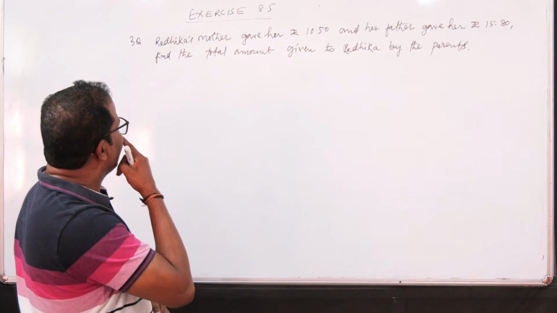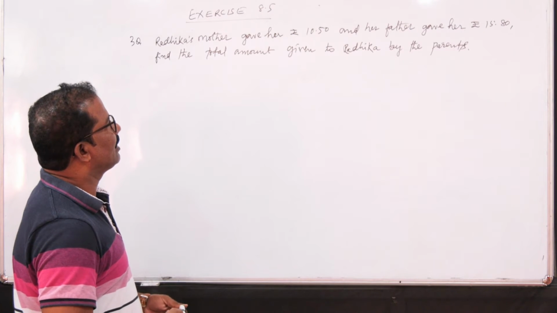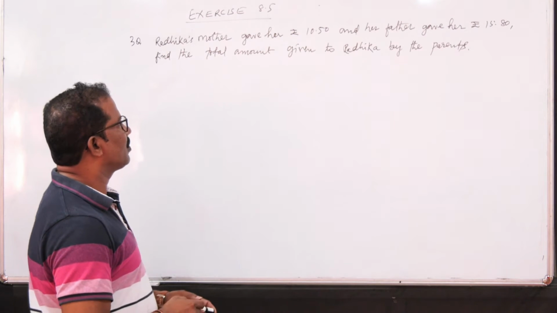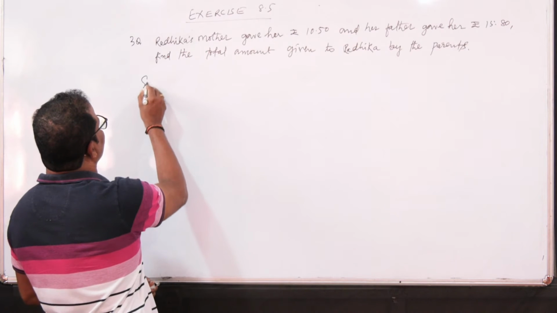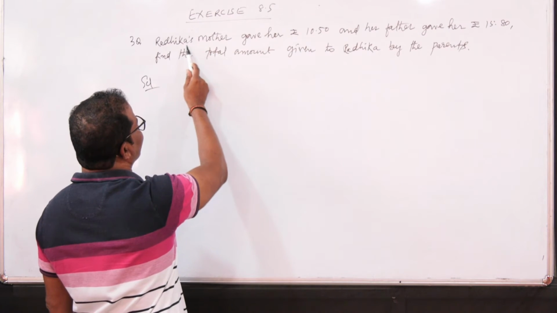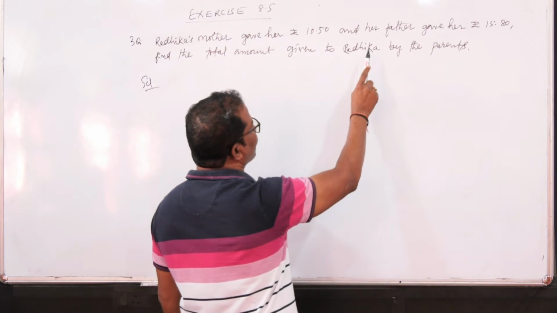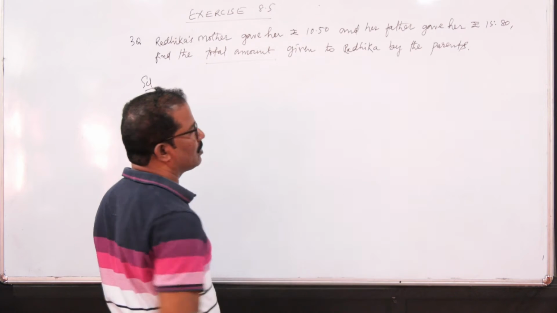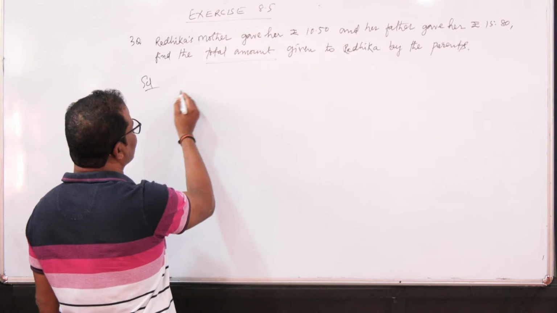Students, now we are going to see the third question of this exercise. Radhika's mother gave her rupees 10.50 and her father gave her rupees 15.80. Find the total amount given to Radhika by the parents. Okay? So you see the solution now. The amount given to Radhika by mother is this much, and the amount given to Radhika by father is equal to this much. So we have to find the total amount, means we have to sum up both the given amounts.